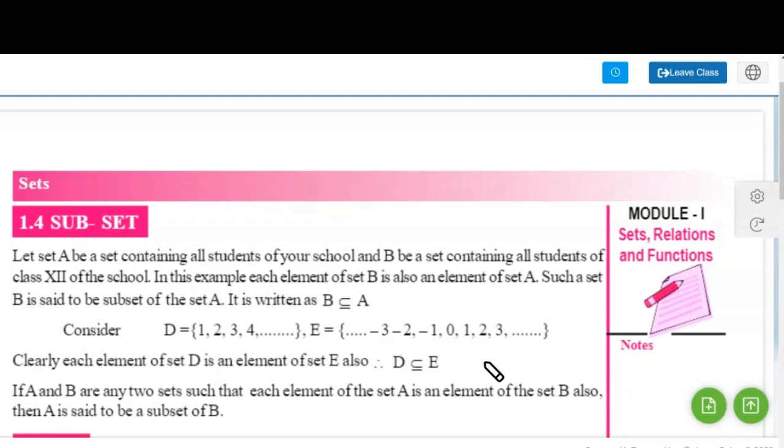We are covering maths NIOS senior secondary course subject. Today we will be seeing the detail of the topic 1.4 subset from the chapter 1 of sets.